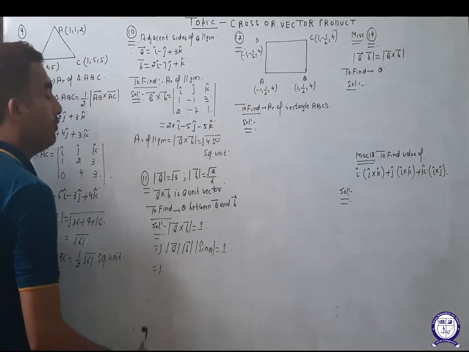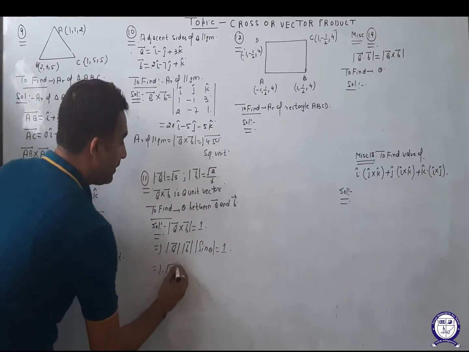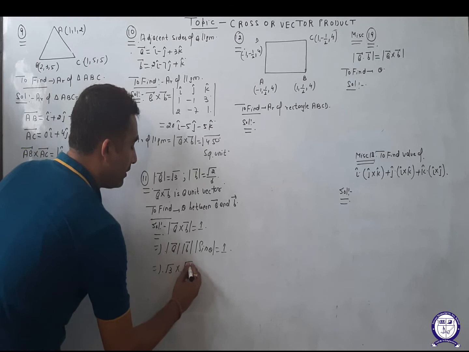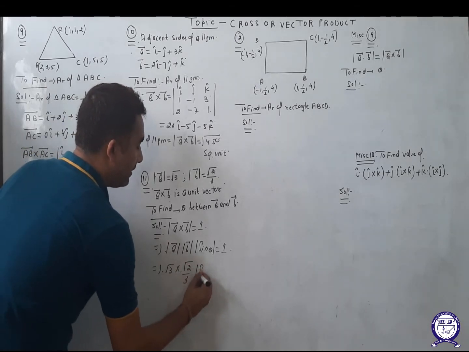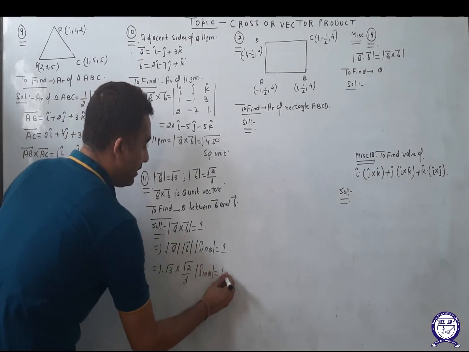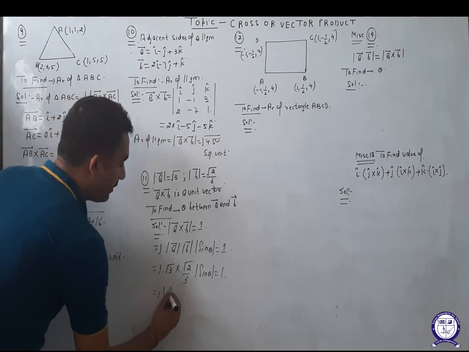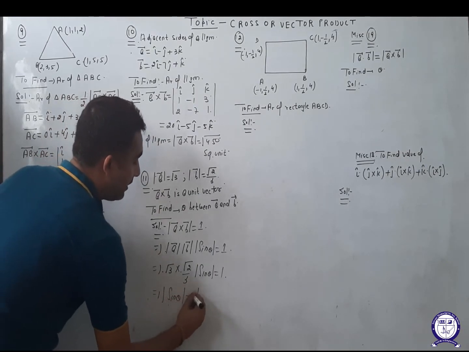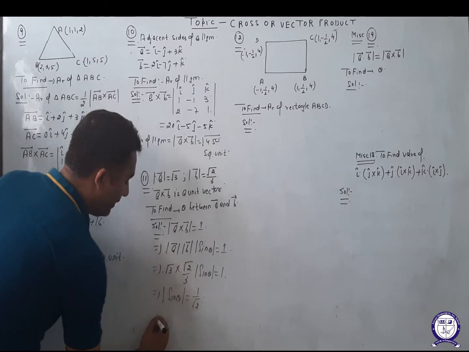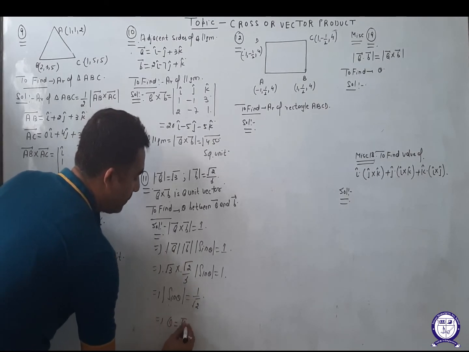Now A magnitude is root 3. B magnitude is root 2 by 3. We got sin theta is equal to 1 by root 2. It implies that theta is equal to pi by 4.